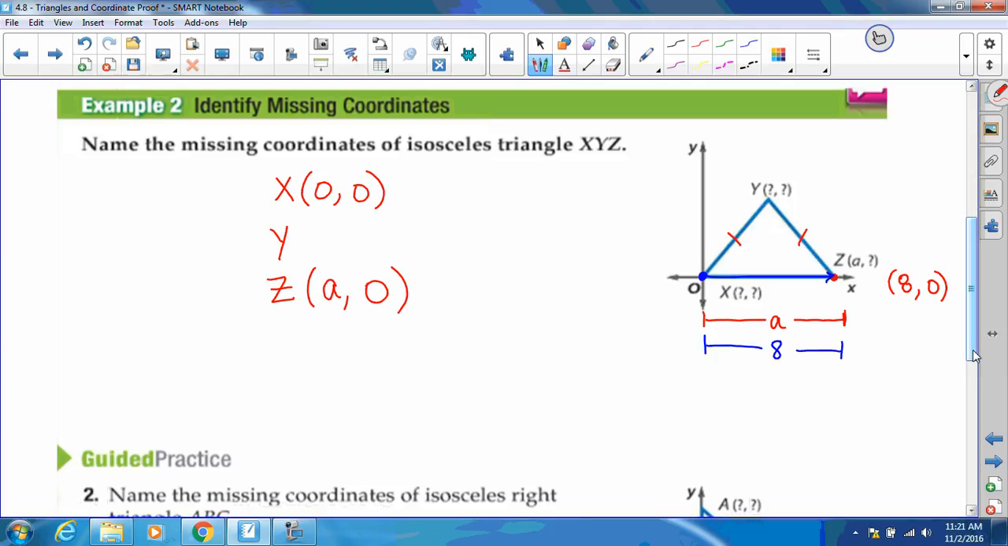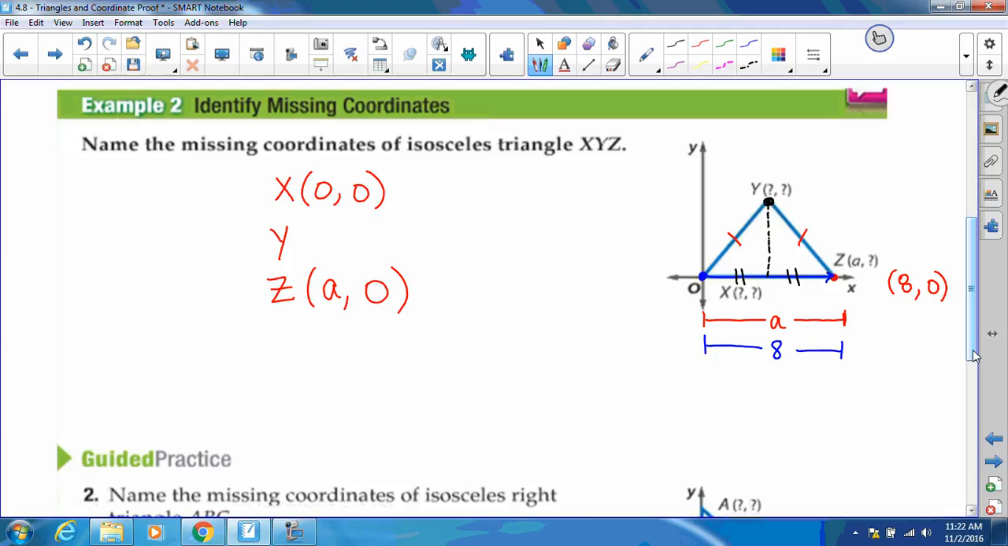Okay, now this is what we have to remember. The vertex, which is up here at Y, of an isosceles triangle is always, remember this is what we were talking about earlier, means your base is going to be cut into 2 equal parts there.